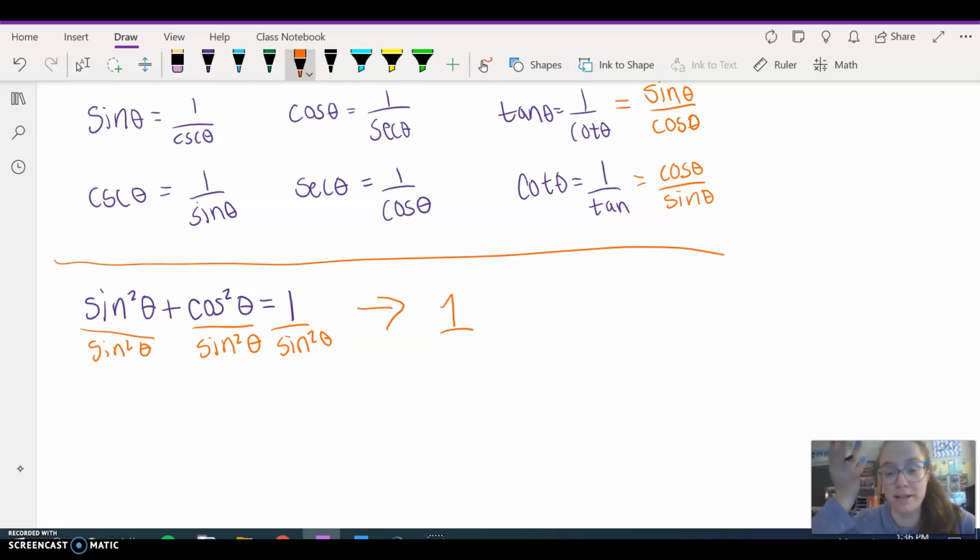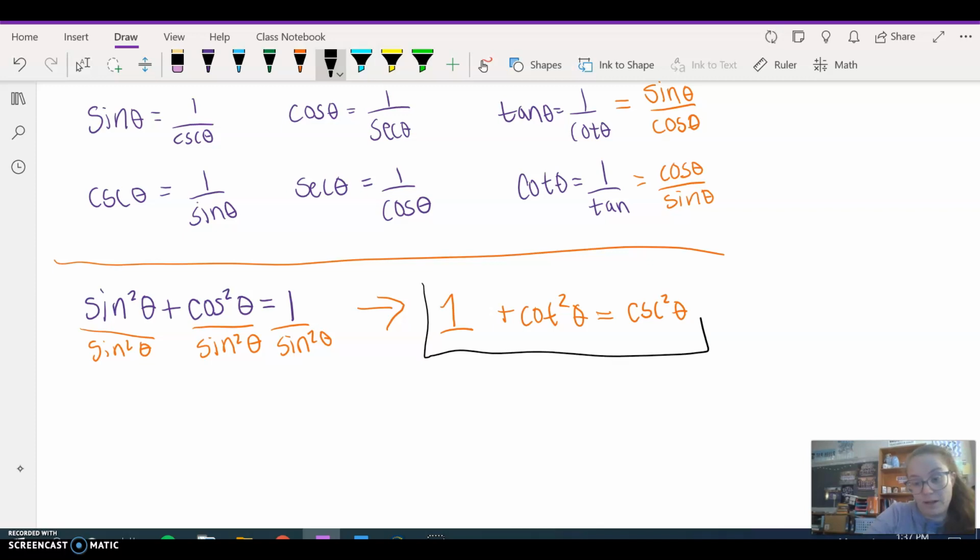If I look at those top identities, cosine over sine was cotangent. Since both are squared on the top and squared on the bottom, that's going to equal cotangent squared when you clean it up, changing the identity. 1 over sine squared: if I look at the top, where is 1 over sine? It's the cosecant one. So 1 over sine squared is going to equal cosecant squared. So that's our second of the Pythagorean identities.